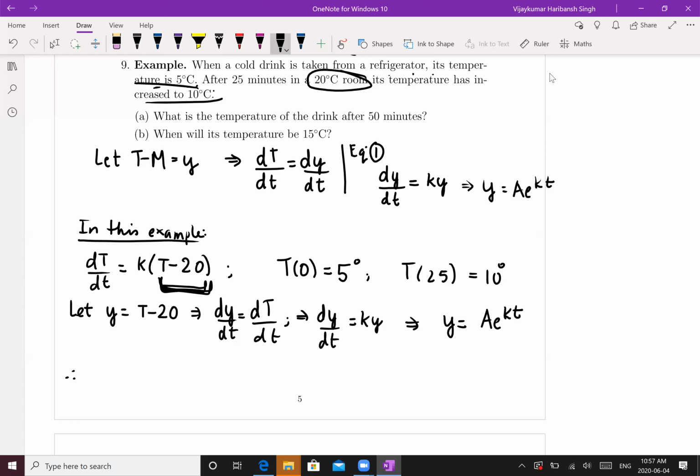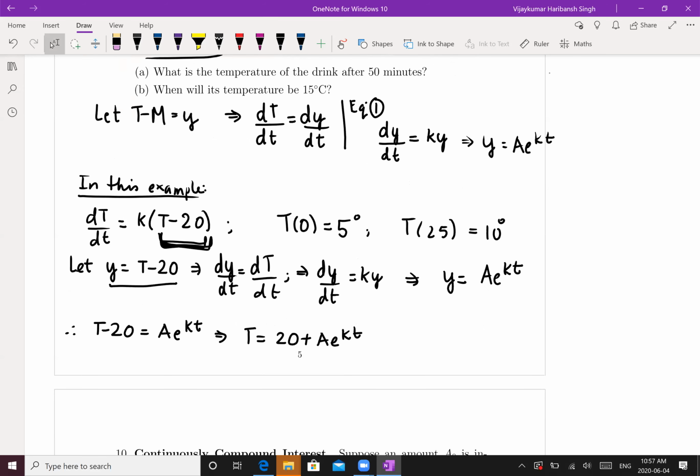However, what is my y? Now time to put back what your t is. So your y is what? From here you can see that y equals to t minus 20 equals to a e to the power kt. This implies t equals to 20 plus a e to the kt. Now there are two constants here, a and k. We need to find out those constants. So what shall we do?